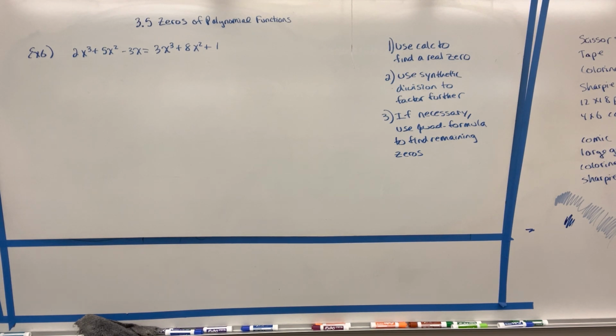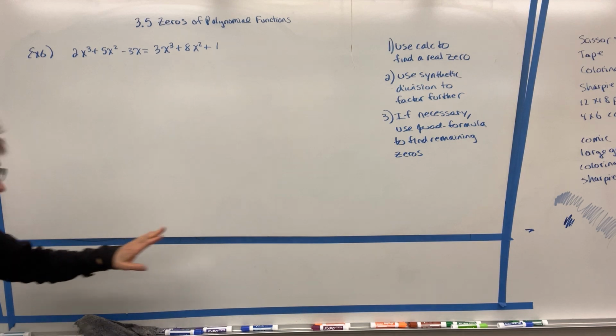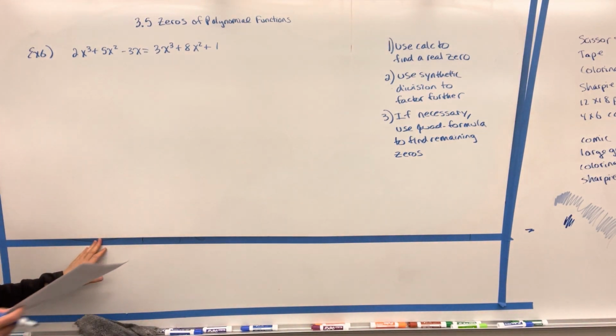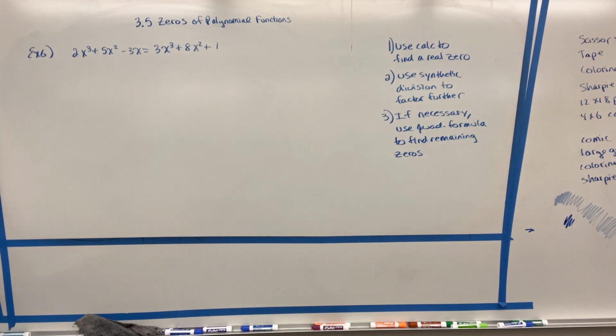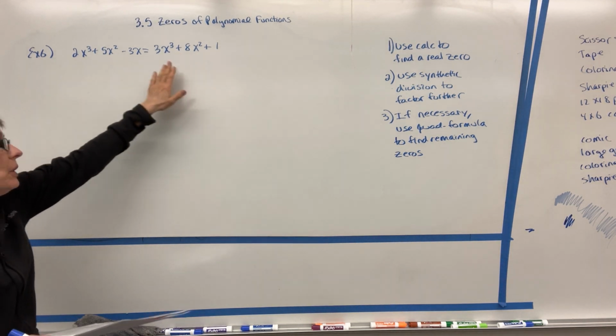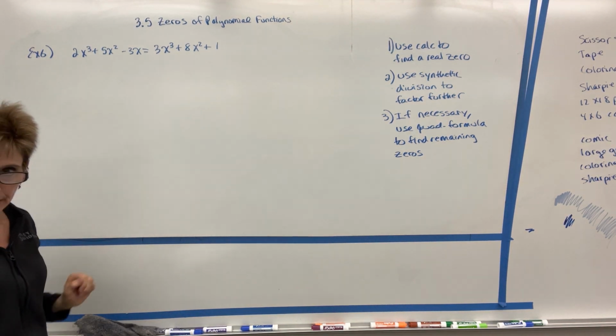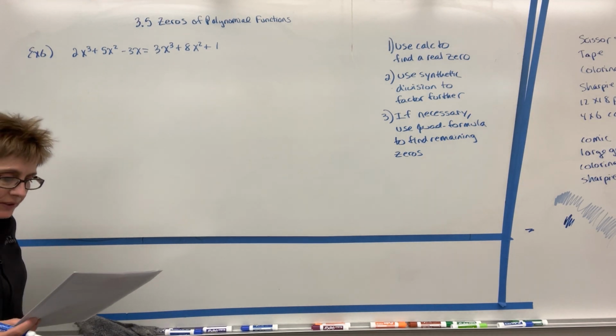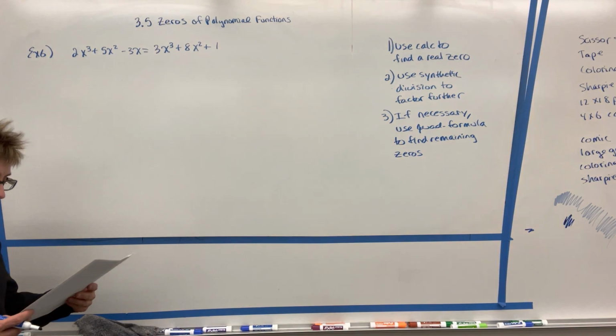Now, we have a couple different ways that we can do this. We can use these 3 steps here, and this is what I'm going to do. Another possibility, just so you know, would be that we could put both of these graphs into our graphing calculator and see where they intersect. I'm going to solve it using the 3 steps listed above.